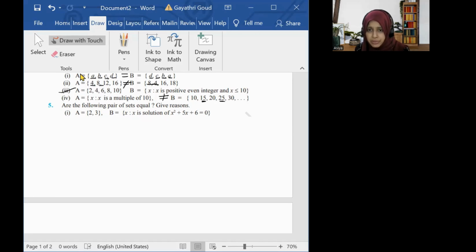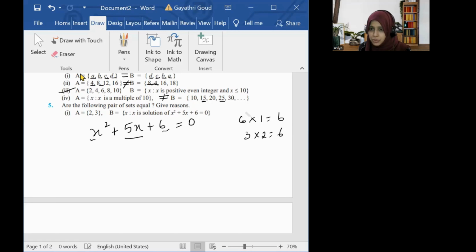B equals the set of all x such that x is a solution of x square plus 5x plus 6 equals 0. So I think we can use the splitting the middle term method and factorize. I hope you all remember this. You multiply a and c and then find the factors of this. One factor pair is 6 times 1, which is 6. The other is 3 times 2, which is 6. I think this fits here.